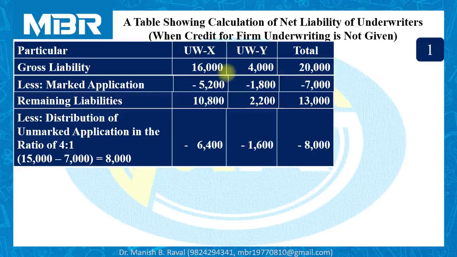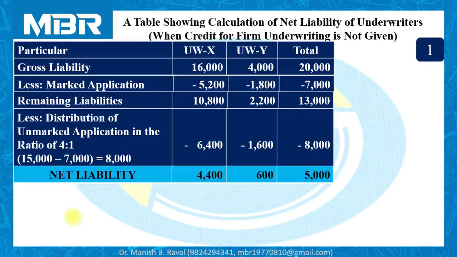8,000 unmarked applications are distributed to X and Y in the ratio of 4 is to 1. So 6,400 applications are transferred to X and 1,600 applications are transferred to underwriter Y. Net liability of underwriter X is 4,400 and Y 600. Total 5,000. When no credit is given to the underwriter for firm underwriting, our calculation remains the same as we have completed in earlier questions. So there is no difference.